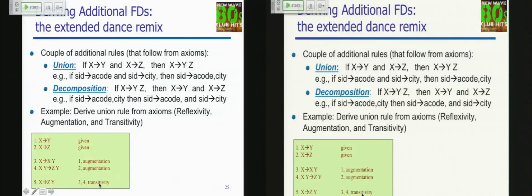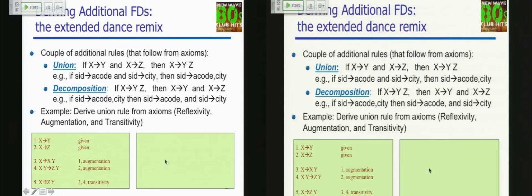And now I'm going to use transitivity on 3 and 4. X gives you xy, xy gives you zy, therefore x gives you zy. So started with given these two, we proved that the union is correct. Okay, so now that you believe me, from now on you can also use union in order to do proofs.